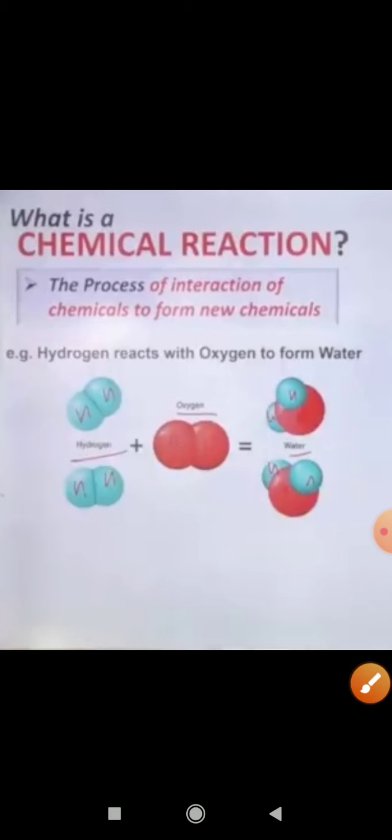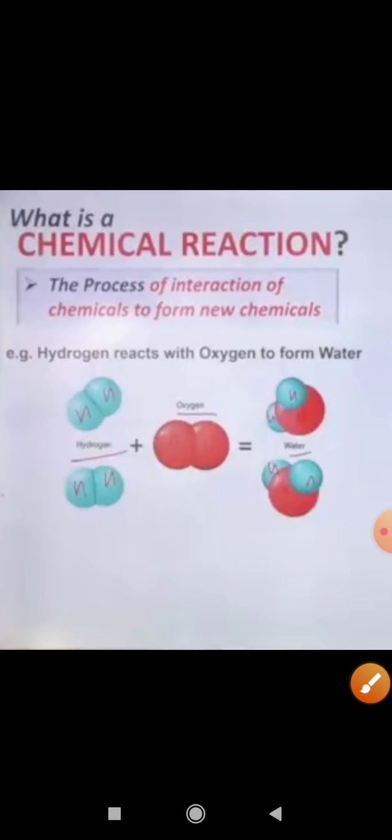For example, two molecules of H2 combine with one molecule of oxygen to form two molecules of H2O. From this we can say hydrogen reacts with oxygen to form water. We know H2O is also known as water. So when H2 and O2 combine, two molecules of H2 and one molecule of oxygen make two molecules of water. This happens in a chemical reaction, and this process is known as a chemical reaction. I hope you understood.